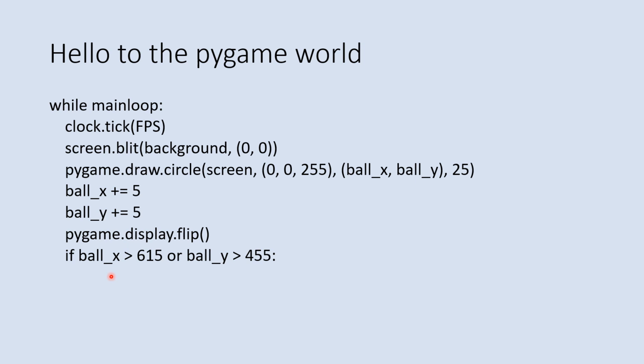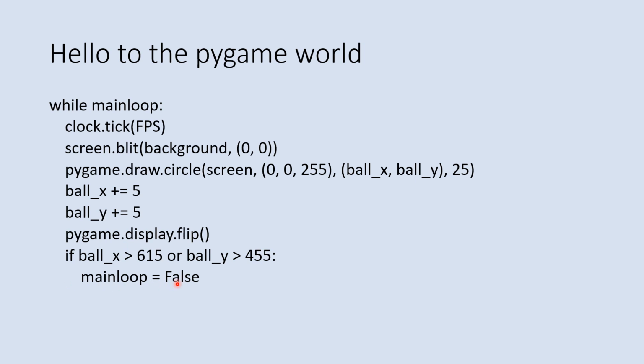Well, remember that the radius of the ball was 25, and so if the center of the ball gets past 615 in the x direction, the right-hand side of it will be past the 640 that we had set. And so if the right-hand side of the ball starts to go off the screen, or in the bottom direction, moving downward, 455, if the ball center is at 455 and the radius is 25, then that means that the bottom of the ball is starting to move off the bottom of the screen. If either of those happens, in this particular case, let's just set main loop to be false.